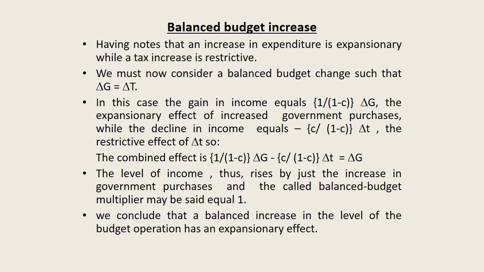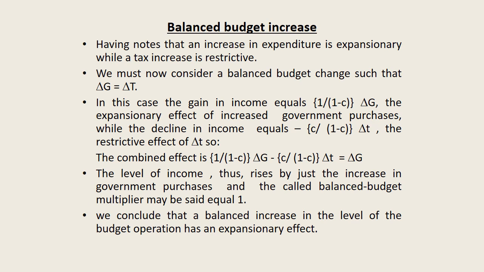يعني يا جماعة تاني، balanced budget increase under this policy، التغير في الانفاق الحكومي هيساوي التغير في الضريبة. In this case the gain in income، الزيادة في الانكم هتساوي 1 over 1 minus C مضروبة في دلتا G، where 1 over 1 minus C is the marginal propensity to consume، دلتا G التغير في الانفاق. ده with regard to the effect of increase spending, public spending. This is expansionary effect of increased government purchases.